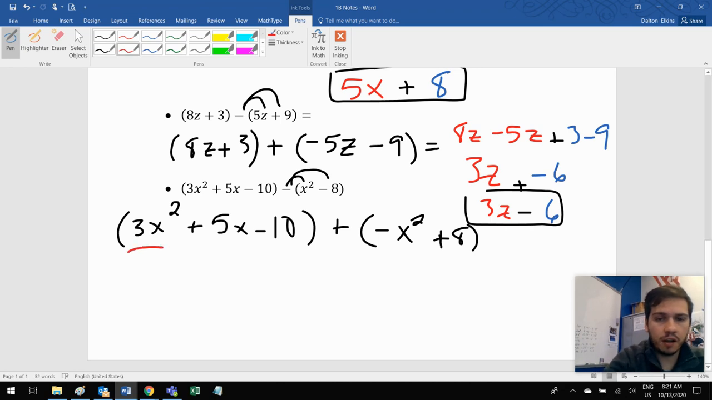So now we can kind of combine everything that's the same, right? Here we have an x squared. So I'm going to take everything with x squared. So 3x squared, then minus x squared. Okay.